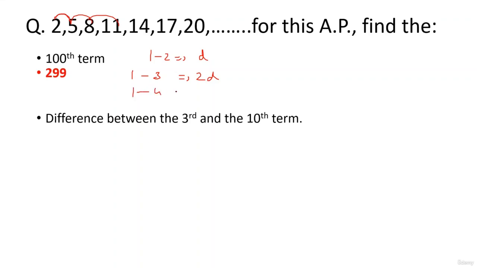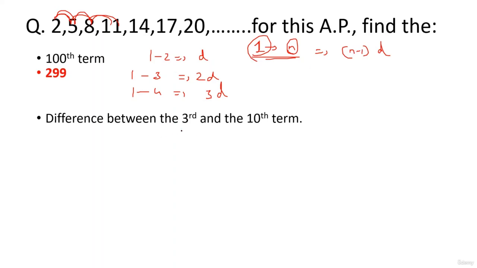Okay, अगर first four terms के बारे में बात करें, the common difference will come how many times? The common difference will come 3 times in between them. Okay, so basically अगर first और n terms का difference निकालें, it is nothing but n minus 1 times d, right? It's as simple as that.